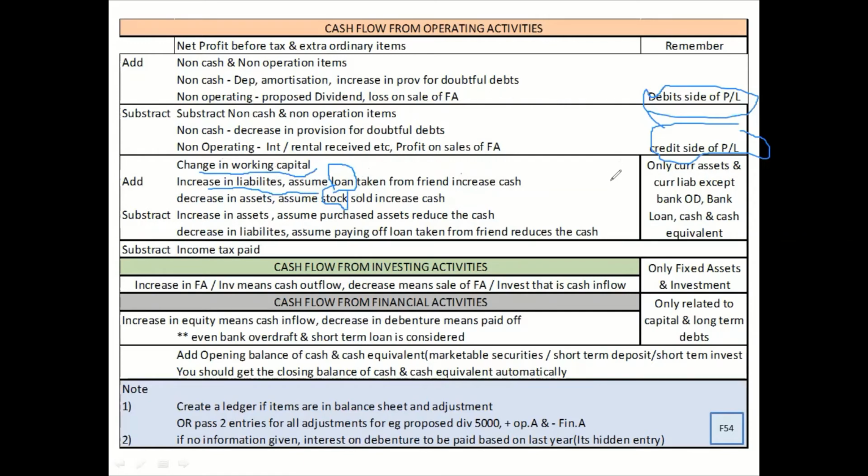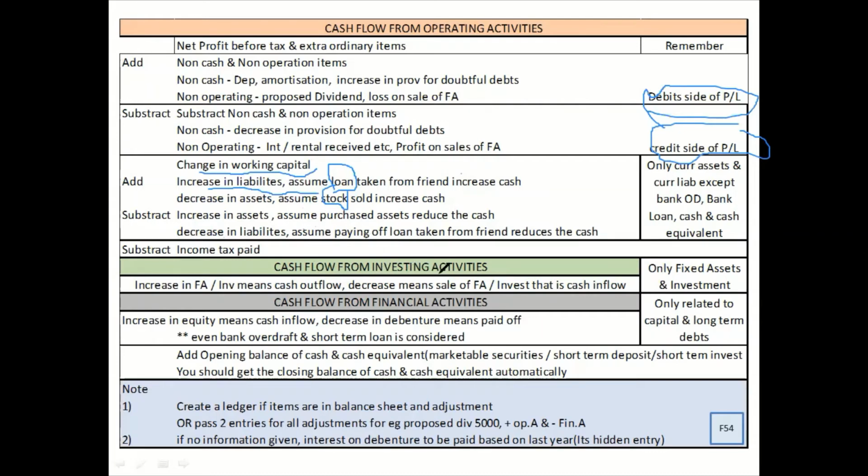So once you complete this part, the only thing left is income tax paid. Students find operating activity a little tough because it's an indirect method, they forget what to add and what to minus. But if you do a few sums, I'm sure you will get it. So that is your income tax paid.